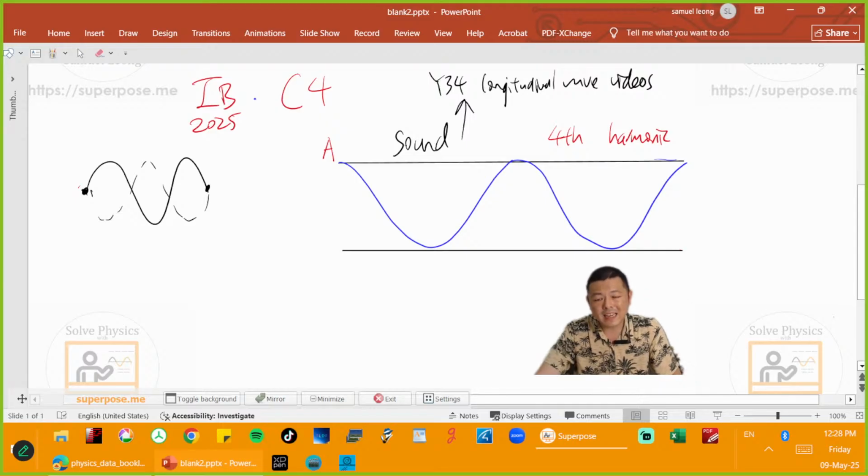Oh, not that it creates a node in the middle. The node was created because of the standing wave, right? Nodes and anti-nodes are created due to standing waves, right? So it's a matter of how they move, right?